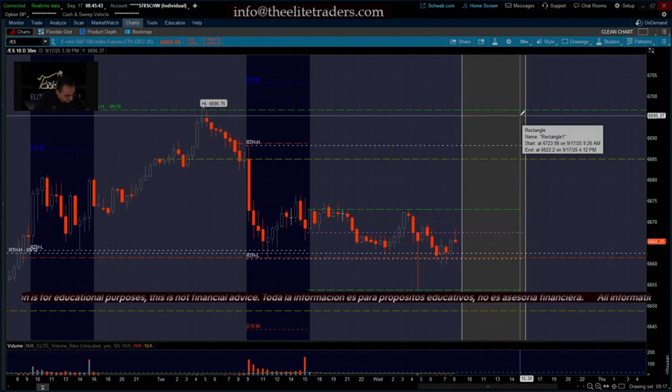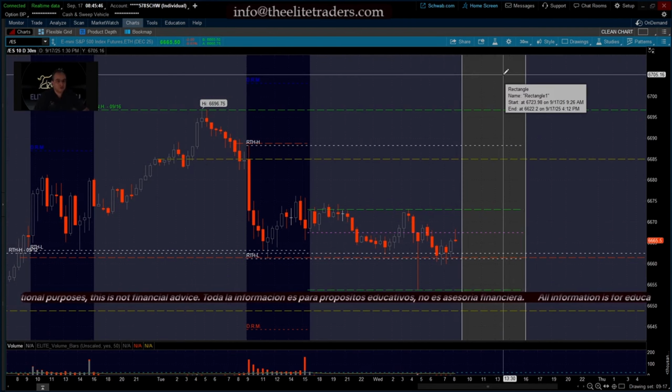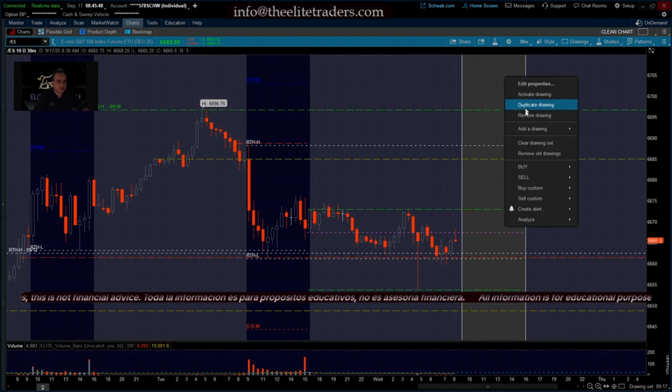What are these levels for? Risk mitigation. Risk mitigation. What do I mean by risk mitigation?